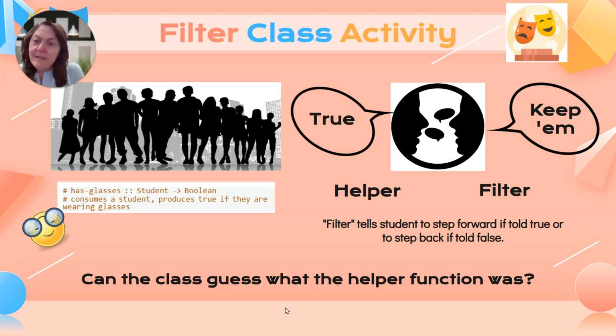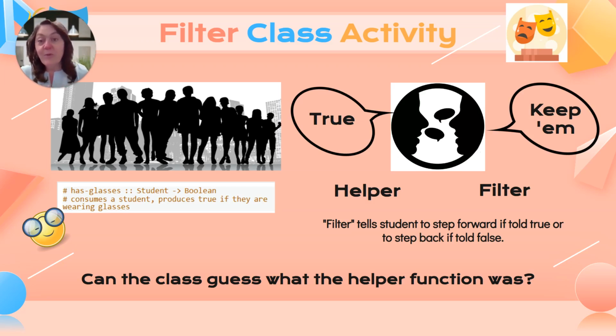You have these cards, helper function cards. I have an example of one here, has glasses. It tells you that you're going to input a student and output a Boolean. So the output is just either true or false. The student is the row of our data set. Our data set is rows of students. For our particular one that we've picked, has glasses, the helper function is just to look and see if the student is wearing glasses, true or false. So you have these 2 students.